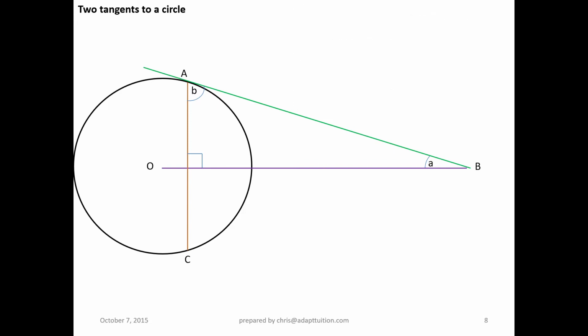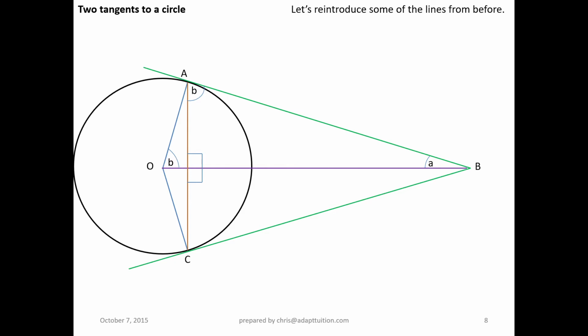Now we're going to reintroduce some lines from before. We're seeing that we have a B up in this corner here, and a B down here, and those are the same angle. It's not F angles or Z angles, it's just how this thing was drawn. Now you saw we have a little 90-degree angle being formed here.